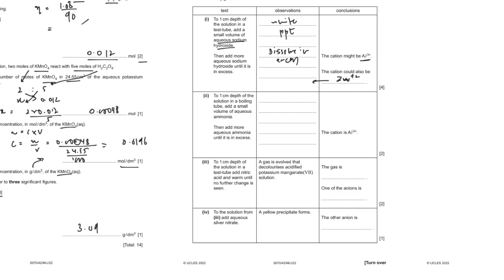Then you write dissolve in excess, right? And when they dissolve in excess, they form a colorless solution. Basically, both of them actually dissolve to form a colorless solution. Only calcium ion does not dissolve in excess sodium hydroxide, if I remember it correctly.